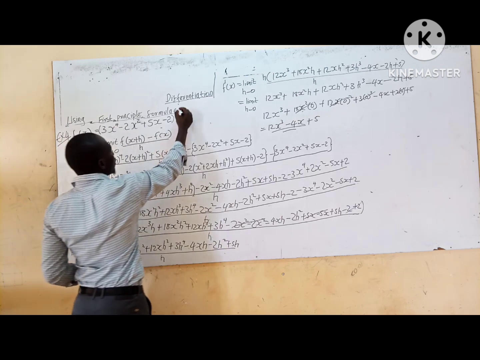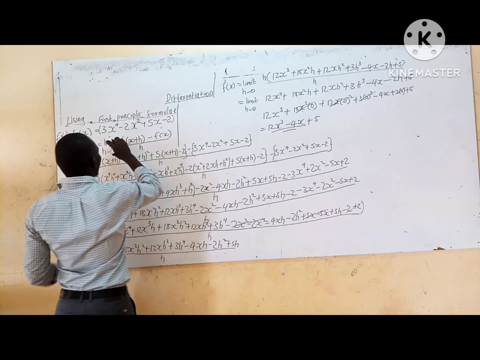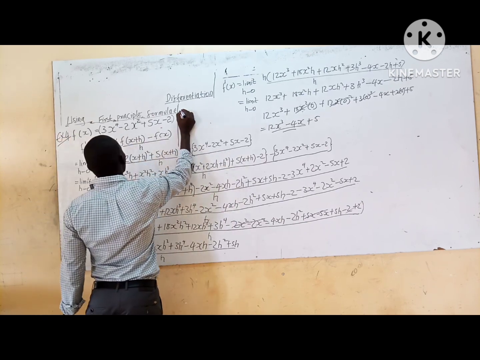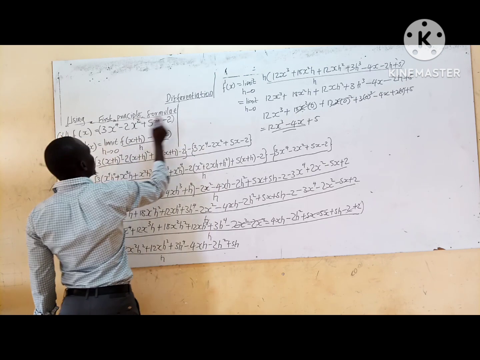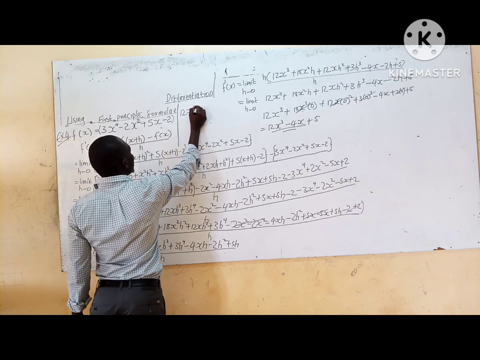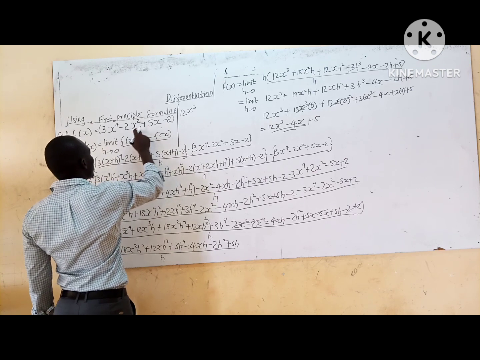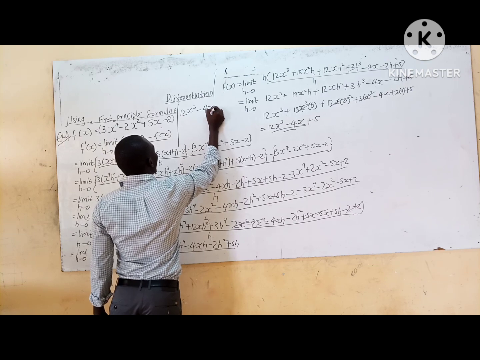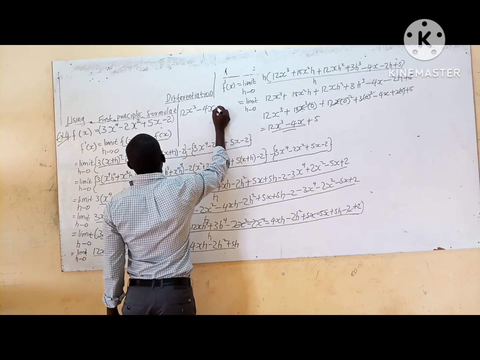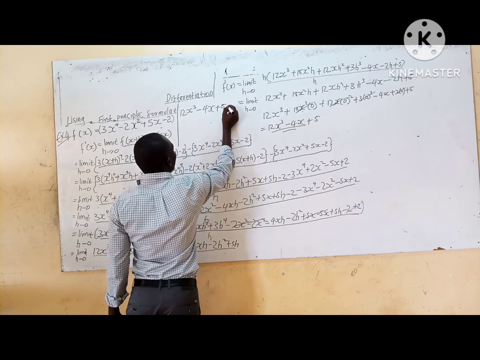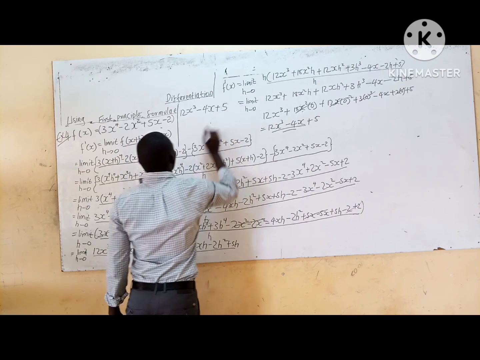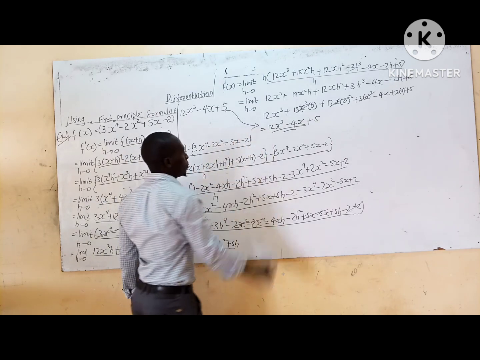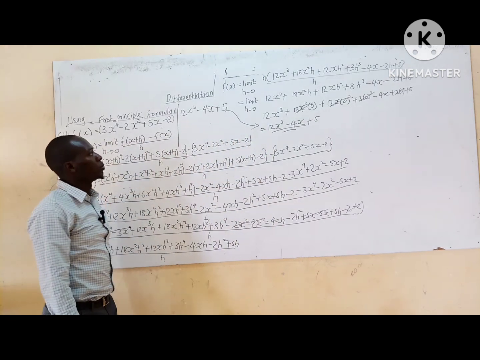Now let us do our normal differentiation without using the first principle to confirm our answer. When we differentiate this one, we'll be having 12x cubed. When we have a differential of this, we'll be having subtraction 4x. And lastly, we are going to have an addition of 5 here. And this one is confirmed to be the correct answer.